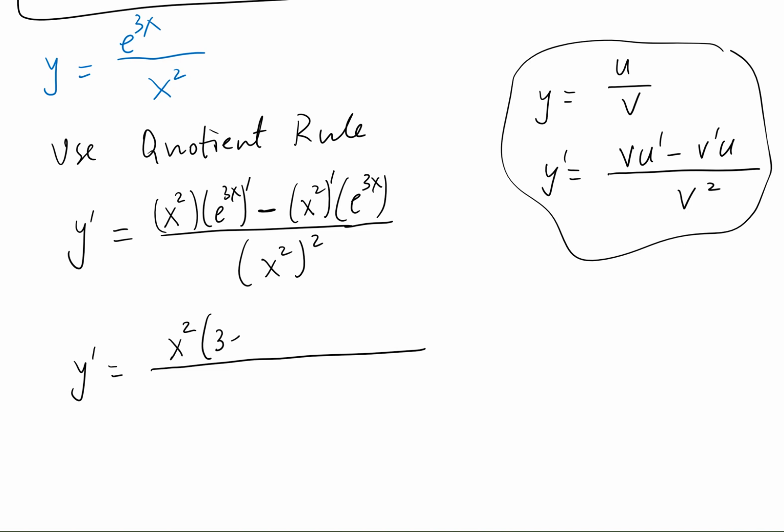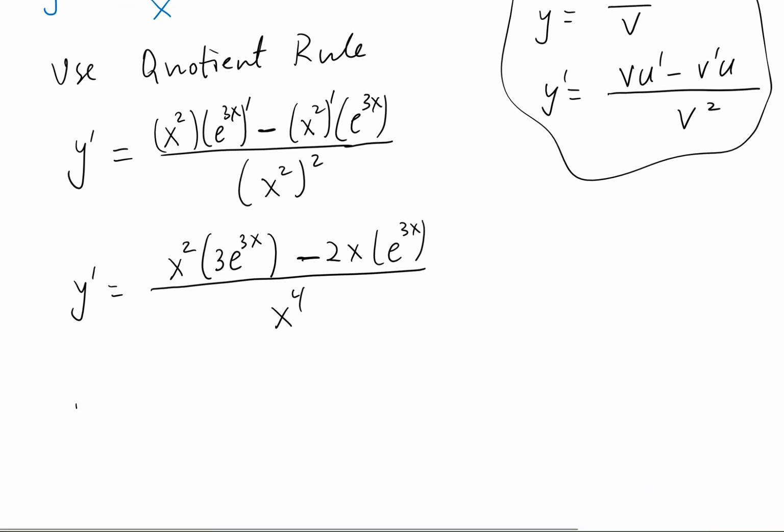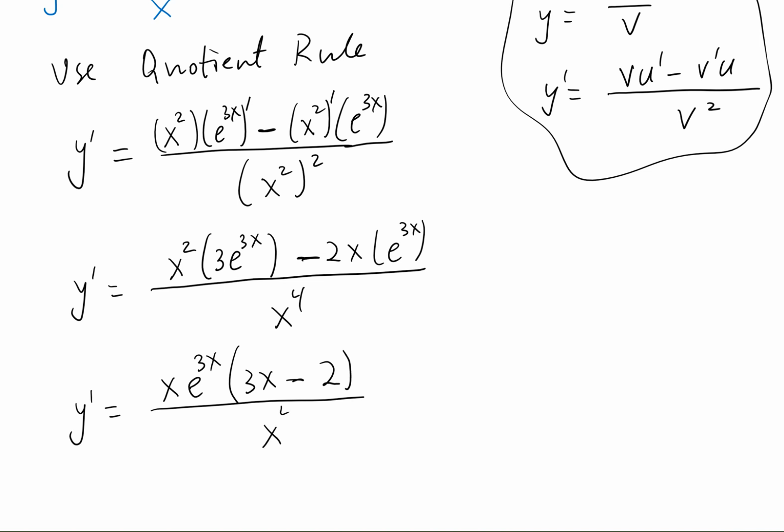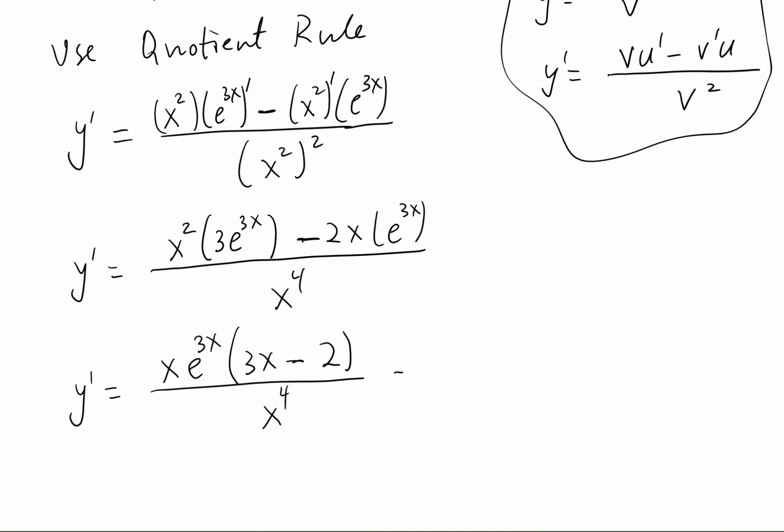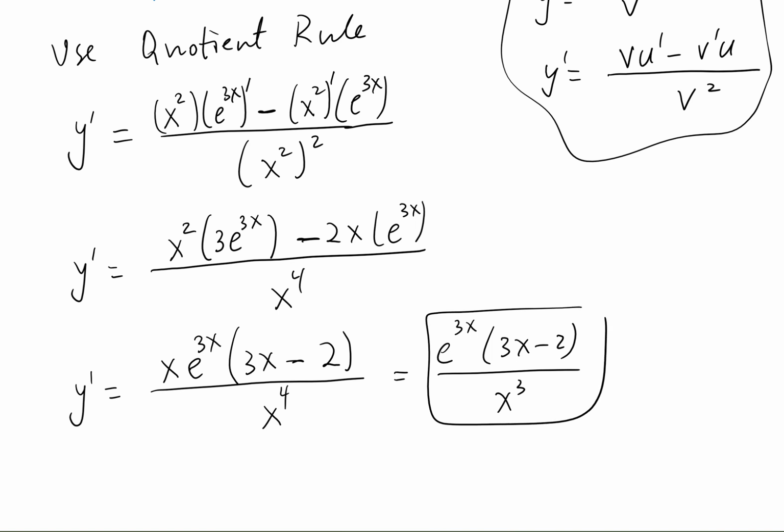So here you get 3e to the 3x minus 2x e to the 3x over x to the 4th. We may factor out x and e to the 3x. That will give us 3x minus 2 over x to the 4th, e to the 3x, so e to the 3x times (3x minus 2) over x to the 3rd. Does anyone have any question about this?